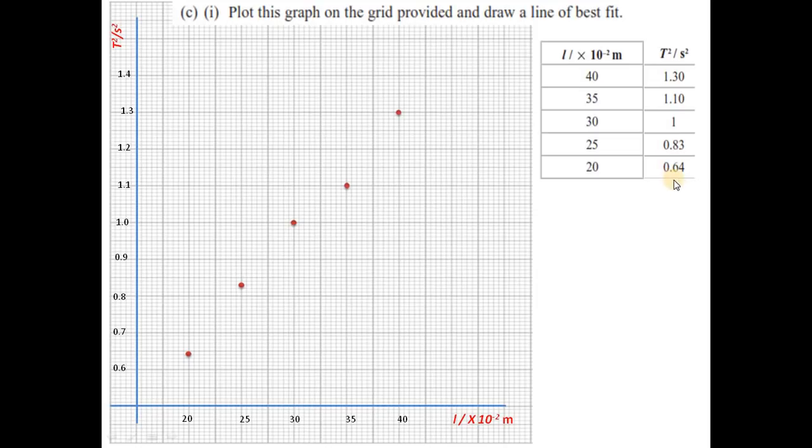So for 20 we have 0.64, and for 25 we have 0.83, and then for 30 we have 1, and for 35 we have around 1.10, and for 40 we have 1.3. And for the line of best fit, you need to draw a line that is passing through the maximum points, or all the points are equally spread from the line.